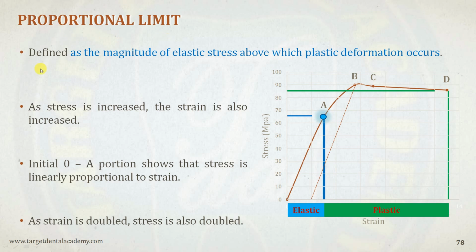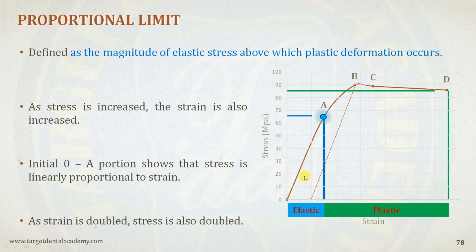Coming on to the proportional limit, it is defined as the magnitude of the elastic stress above which plastic deformation takes place. Plastic deformation means that when you apply a force on an object, it tends to deform. When you remove the force from the same object, it will never come back to its original shape. It will be permanently deformed. So as stress is increased, the strain is also increased. Can you see this?